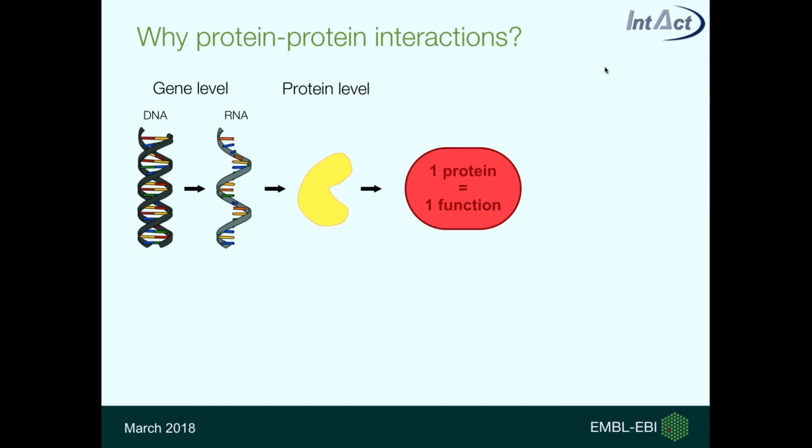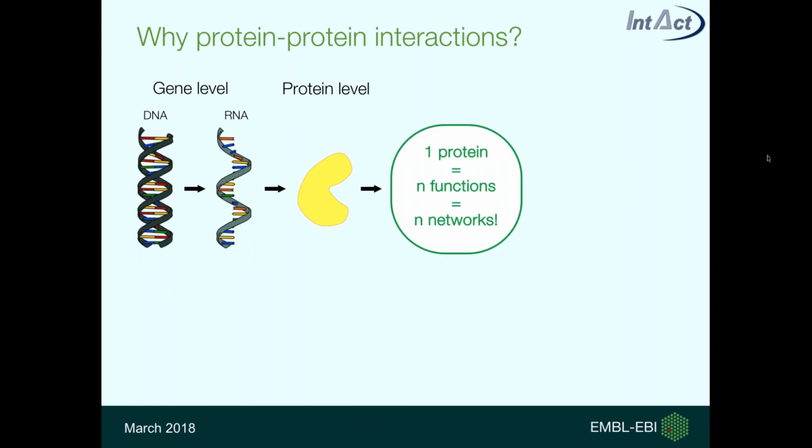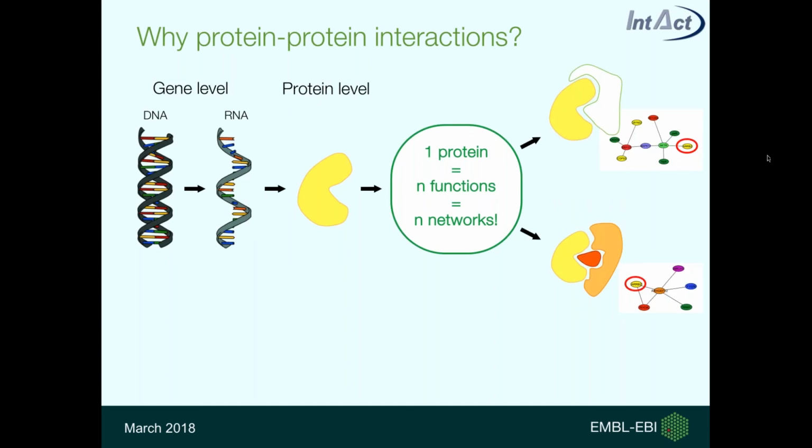Why do we look at the protein-protein interactions rather than the gene-gene interactions? So if you think about how a protein is produced, it's transcribed from DNA to RNA and then translated into a protein. But most proteins don't just have one unique function. They have lots of functions in different contexts within the cellular environment. Here's an example of two small networks for ARB2.